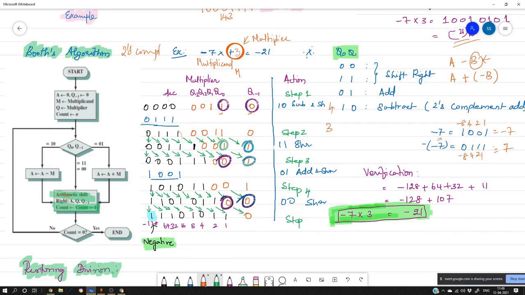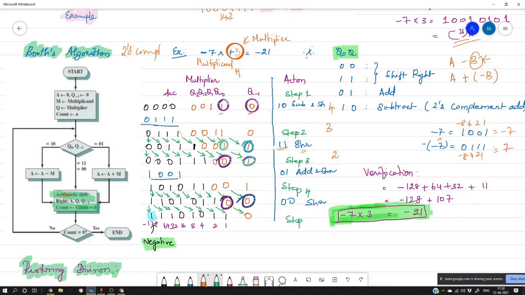Okay. Now after doing the shifting, compare the values. What are the values here? After shifting, in Q0 and Q minus 1, it is 1, 1. 1, 1 means you need not do any addition or subtraction, instead just simply shift it right. Since it is 1, 1, only do the shift operation, preserve the sign bit, and decrement the count. So count will become 2.